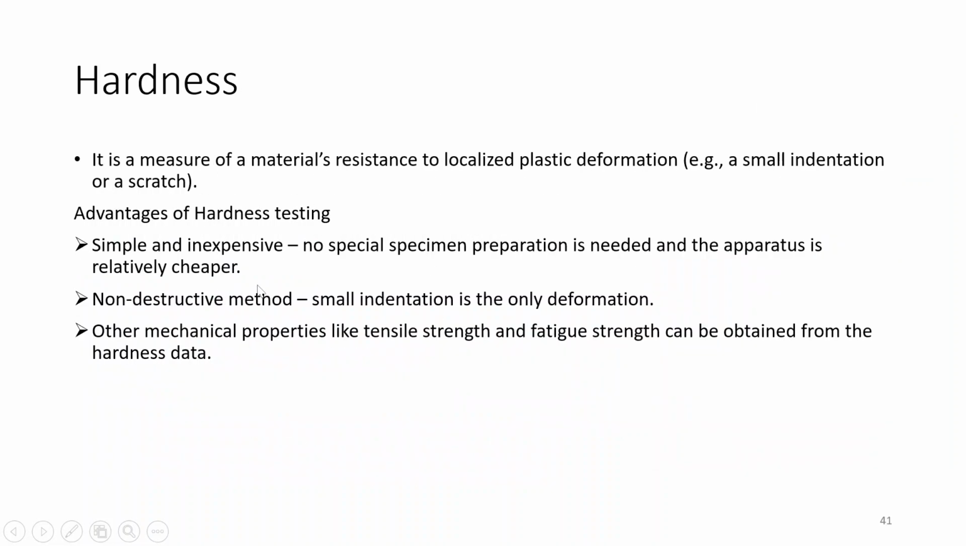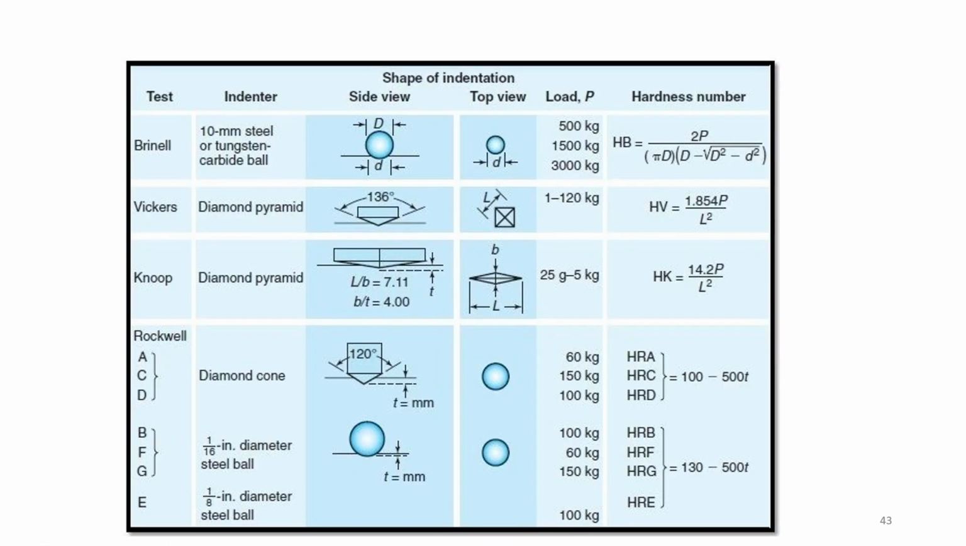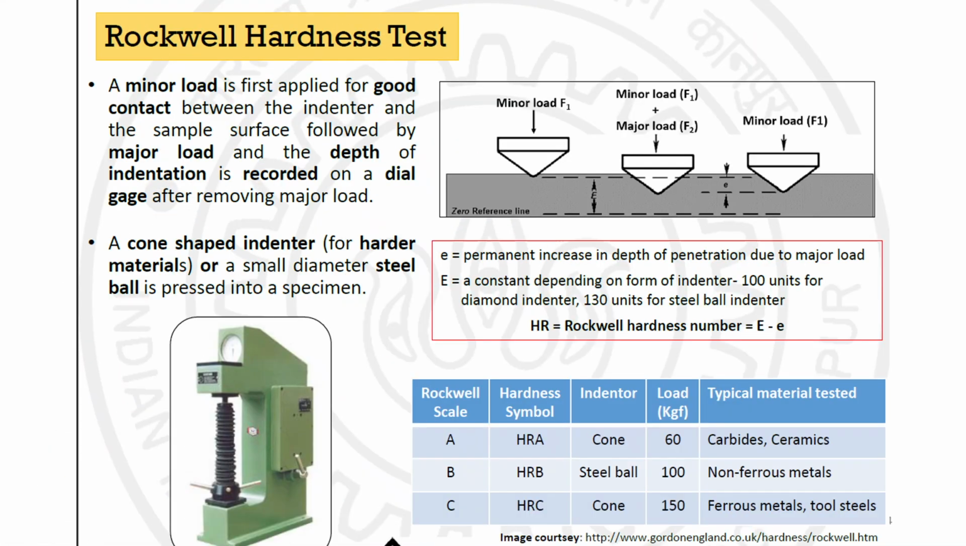Then we went through hardness, how to measure hardness, and it's a simple and inexpensive test, and it can also give you idea about other properties such as tensile strength and fatigue strength. Okay, and these were various type of hardness test. Okay, Vickers, Brinell and Rockwell hardness test.